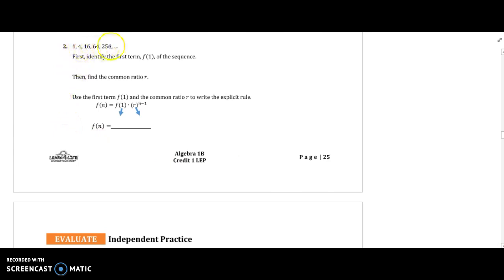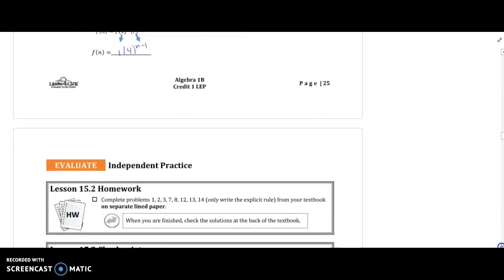Let's try one more. So we have our sequence 1, 4, 16, 64, 256, and then our common ratio. It doesn't give us the steps anymore. Taking off the training wheels. Can you tell just by looking at it? I can. 1 times 4 is 4. 4 times 4 is 16. Right, so the common ratio is 4. And then our first term, f of 1, is obviously 1. Right, so our explicit rule is going to be 1 times 4 to the n minus 1. And that's it. So try out your homework problems. I think you're going to do great.